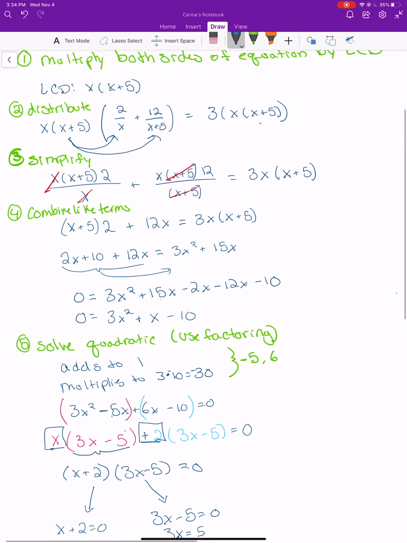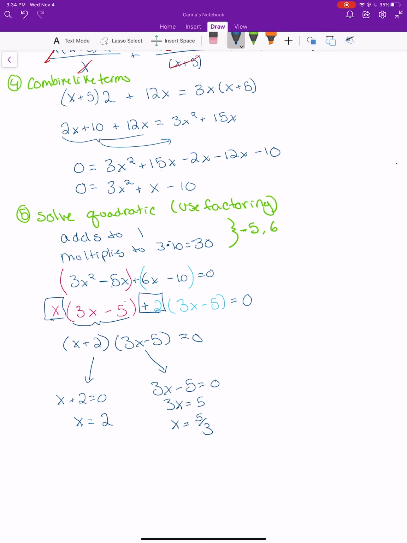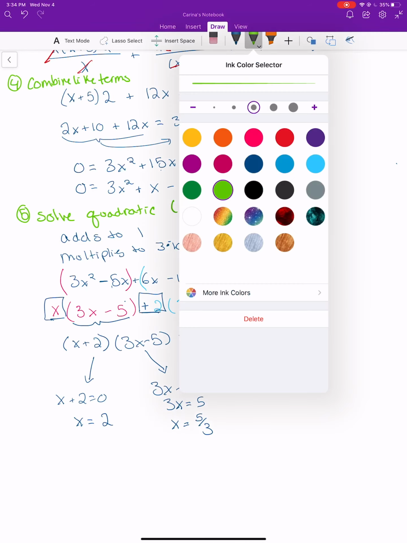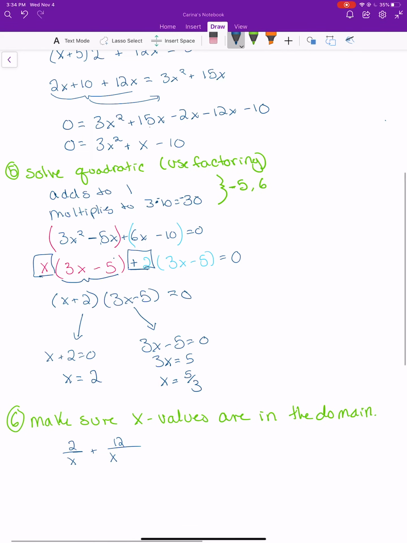Okay. Our last step, so this here would be your solution, but our last step, and this is the most important step, make sure x values are in the domain. So the problem was 2 over x plus 12 over x plus 5 equals 3. So we need to find the domain.